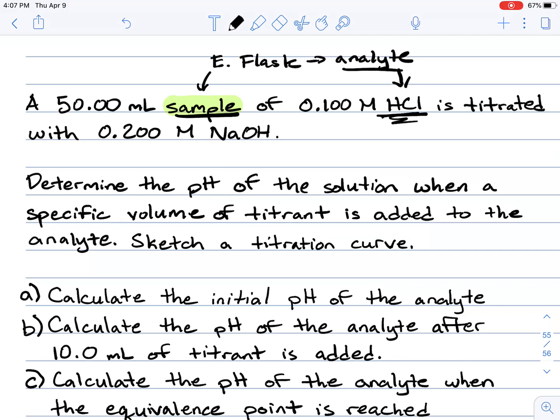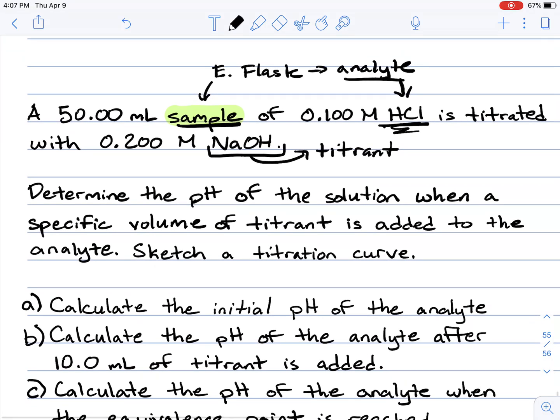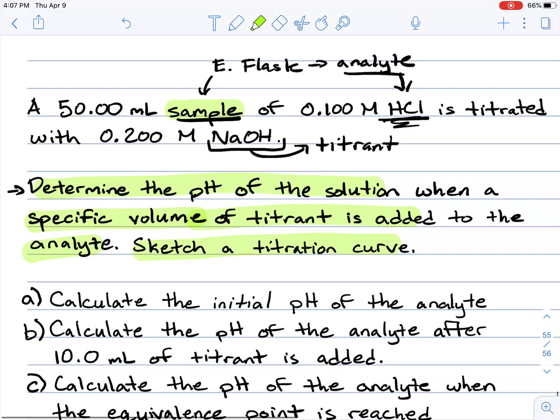Once we figure out the analyte, the other substance is going to be the titrant. We need to identify the analyte and titrant so that we can visualize what's happening in each step of the calculation. Let's look at what we have to do. We're going to determine the pH of the solution when a specific volume of titrant is added to the analyte. Then we are going to take all of those values and sketch a titration curve.